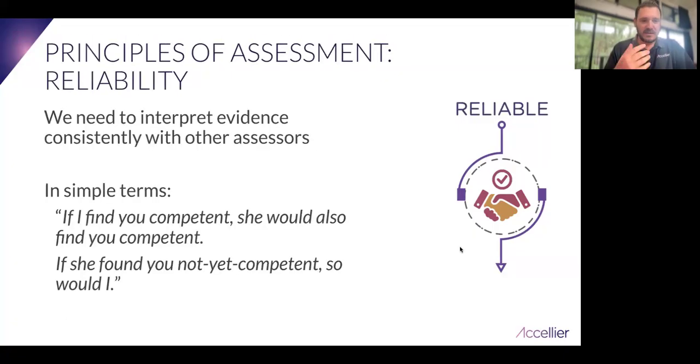Now, I'm taking all of these things and trying to put them into simple terms, by the way. It's just my interpretation. That's all I can offer you. So my interpretation of reliability, looking at it through the lens of these new standards, is that we need to interpret evidence consistently with other assessors. In simple terms, if I find you competent, she would also find you competent. If she found you not yet competent, so would I.